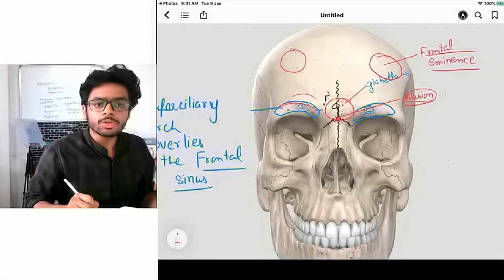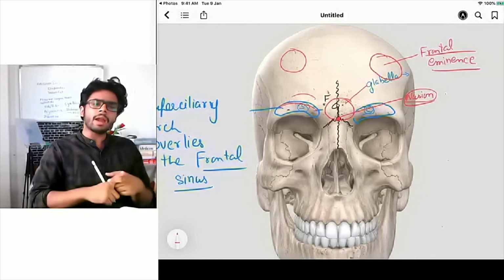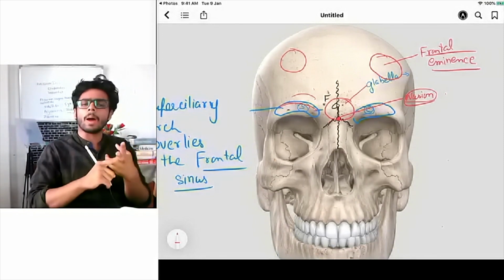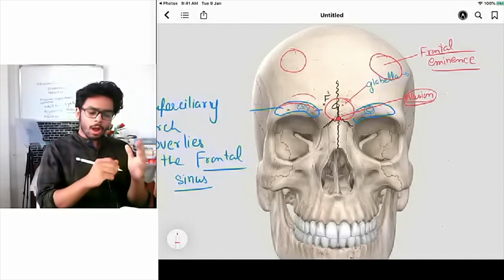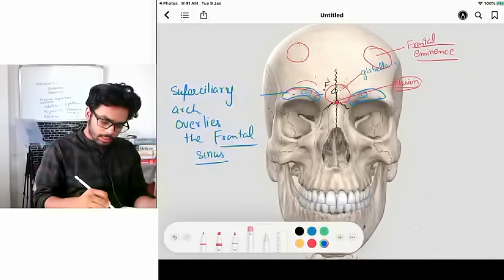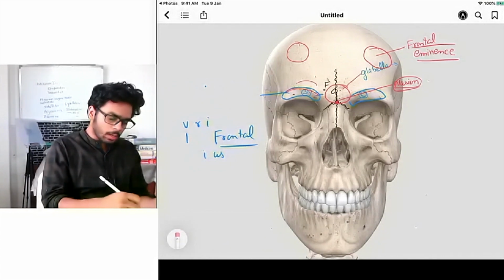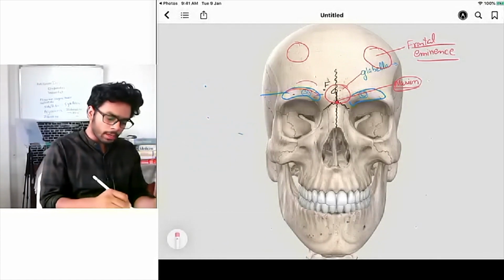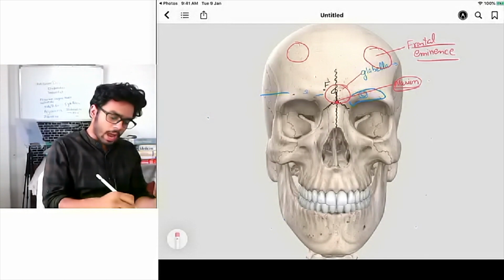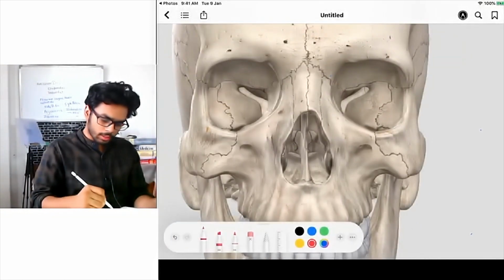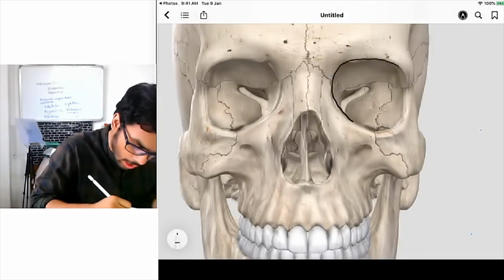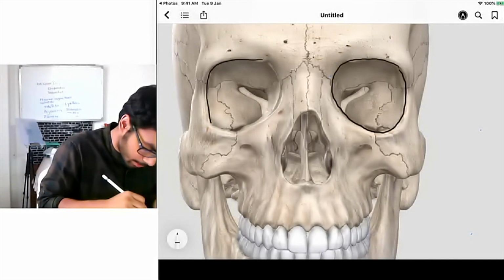Okay, am I clear? So we read about the frontal region and we studied the superciliary arch, the glabella, the nasion, the frontal tuber or eminence. Now we studied this. After this we will study the orbital opening. What is the orbital opening and which bones are surrounding the orbital opening? Can you see on both sides we have the orbital opening. This is the orbital opening which is present on both sides.